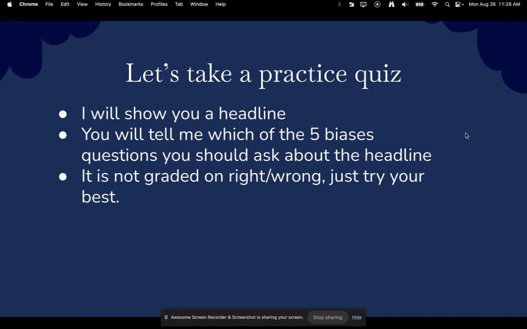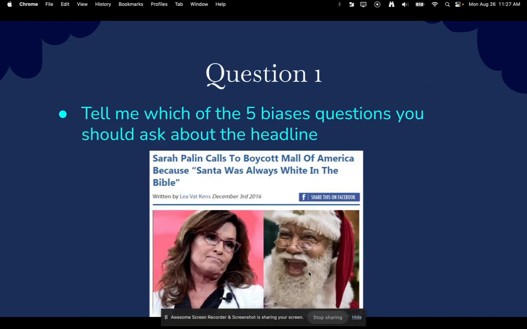All right, let's take a practice quiz. I'm going to show you a headline, and you will tell me which of the 5 biases questions you should ask about the headline. It is not graded on right or wrong. Just try your best, okay? So, question number 1. Look at this headline. Tell me which of the 5 biases questions you should ask about the headline.